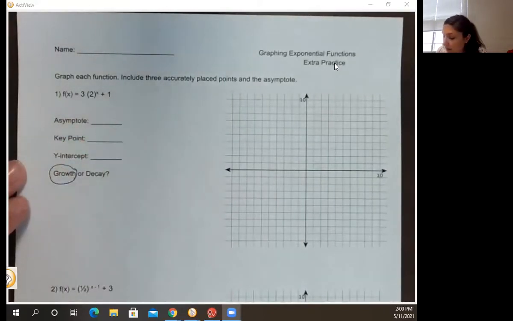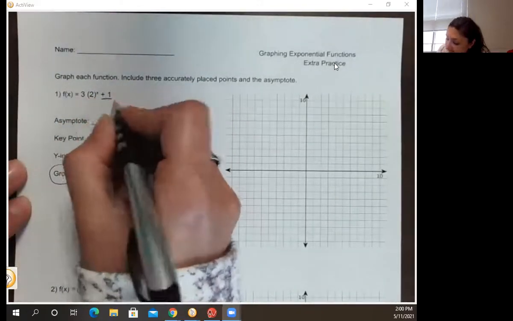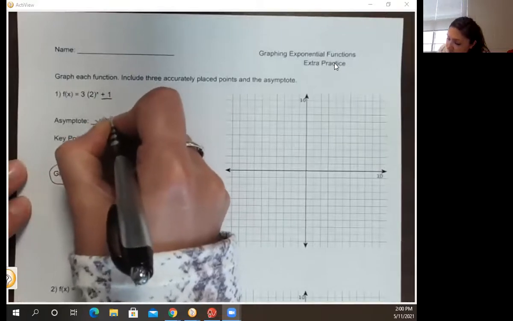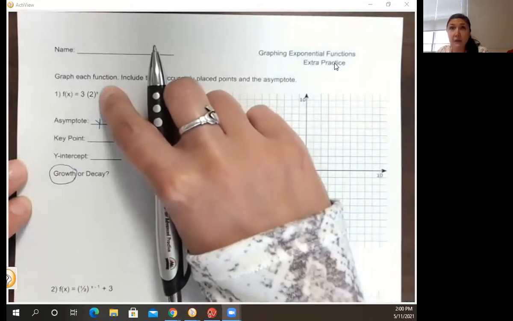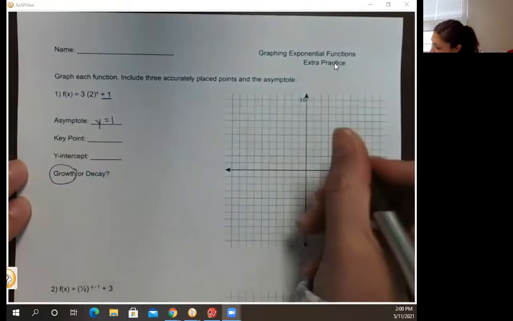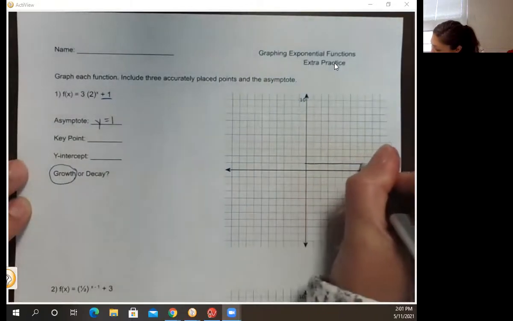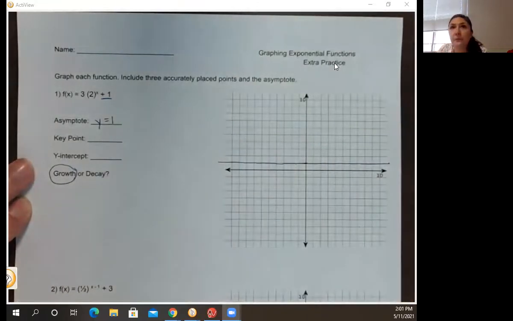Okay. The next thing I want to notice as a process to graphing is the asymptote. The asymptote's the easiest thing to pick out. It's always that number that's at the end. So since I have plus 1 at the end, that means my asymptote is y equals 1. If I didn't see anything here at all, it would be y equals 0. So there's my asymptote, and then I'm going to go ahead and graph this. I'm going to go to where y is 1, and I'm going to extend that line all the way across my graph.